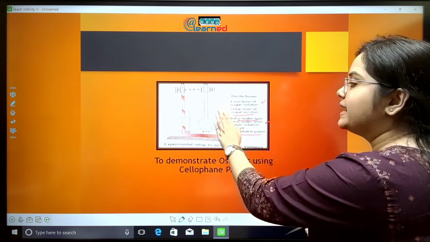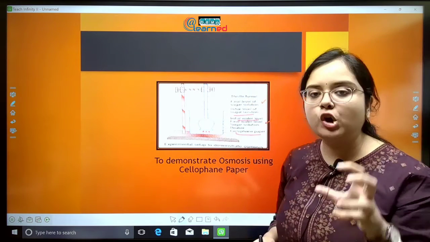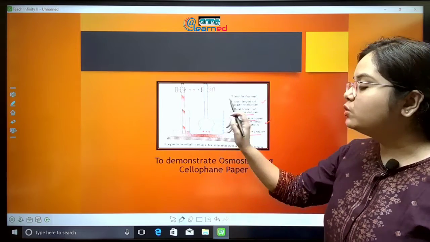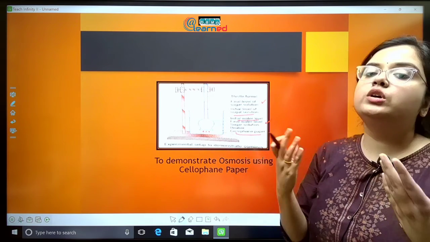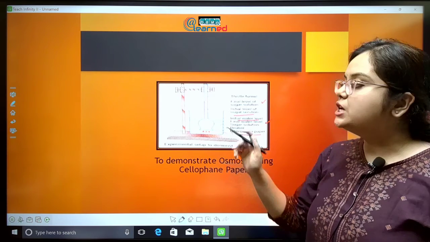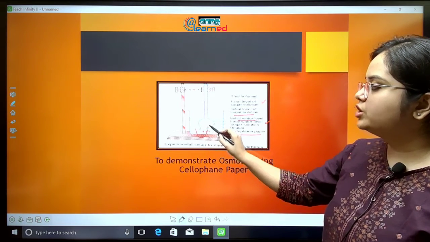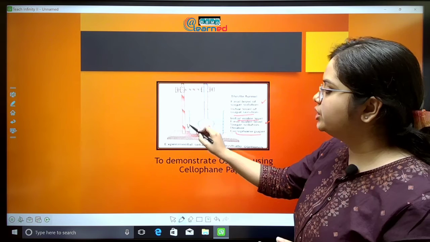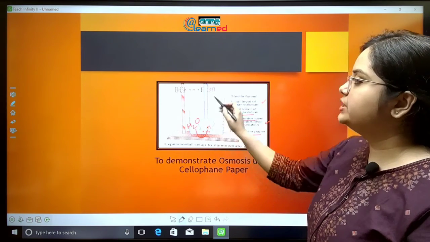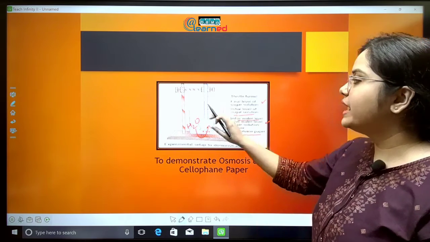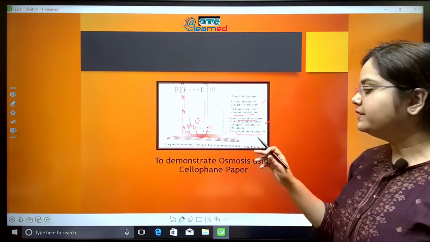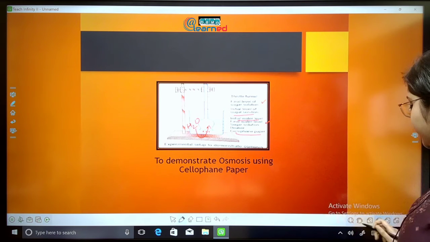So inside the thistle funnel, more concentration of solute is there, less concentration of water. Outside the thistle funnel, more concentration of water. In the beaker, more concentration of water is there. So water is entering. Water molecules, being the solvent molecules, are entering into the thistle funnel and rising up the level in the thistle funnel. This is what is happening in this experiment.